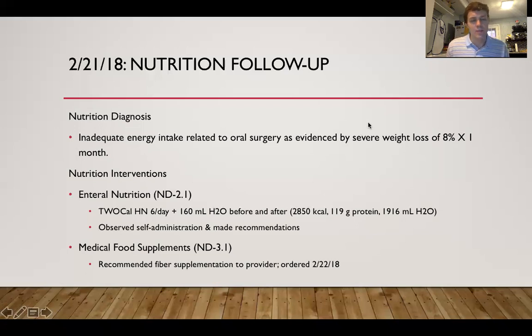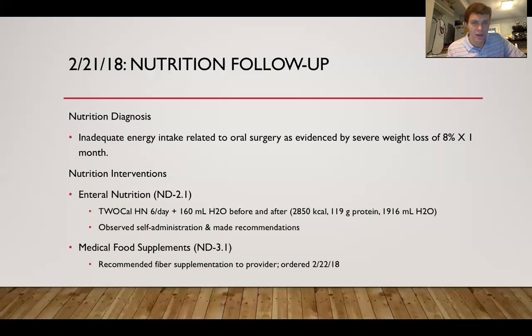For interventions, the supplement I chose for him was 2-cal, 6 a day, which provides 2,850 calories, 119 grams of protein, and that should say 2,916 milliliters of water, not 1916. I chose this formula because it was a dense formula. If I chose a different one, he would have had to feed himself far more than 6 times a day. It was a decision based on quality of life and what I thought was most realistic for him. I really wanted him to have independence with his feeding.